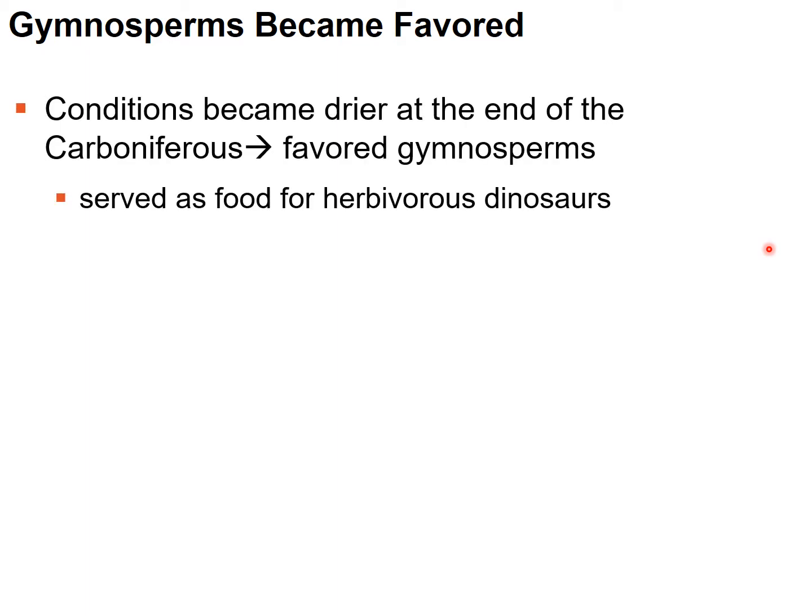So eventually, gymnosperms and those seed plants became the dominant vegetation, and it's because they had seeds. Remember, prior to the existence of seed plants, there were the seedless plants, and they needed more water and wet environments in order to reproduce because their sperm had flagella. Now, over time, during the Carboniferous, the conditions became a lot drier, so this favored the gymnosperms because they had seeds. And also, the gymnosperms ultimately served as food for the herbivorous dinosaurs.